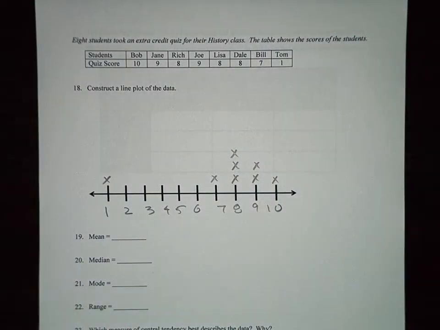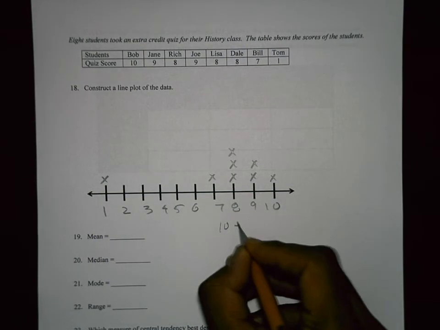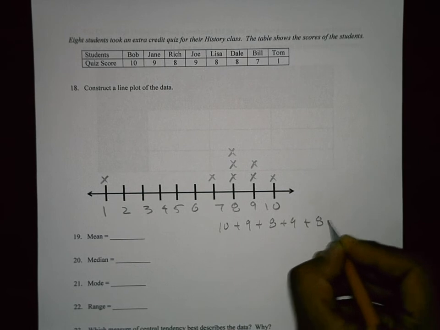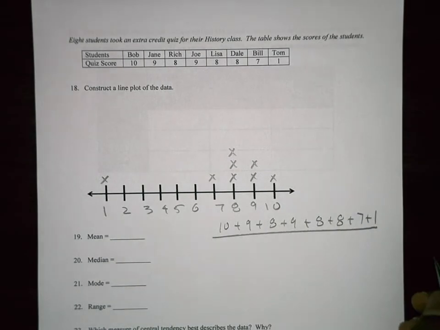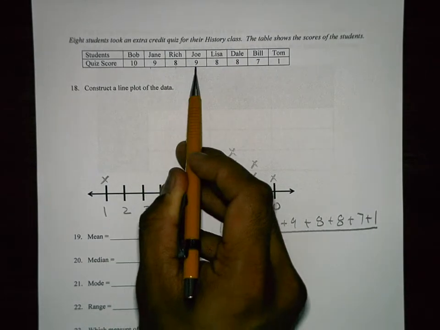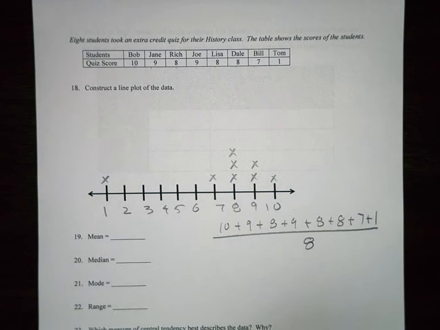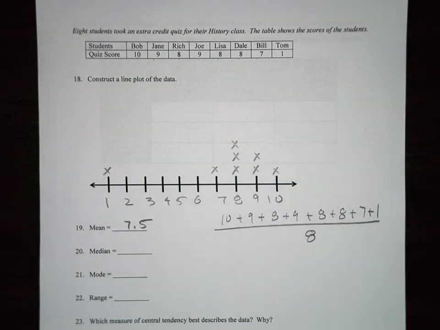Then they want me to calculate all the data. So I've got to go ahead and add all these up to find the mean, which is 10 plus 9 plus 8 plus 9 plus 8 plus 8 plus 7 plus 1. If I add all those up, and I'll divide by how many there are, 1, 2, 3, 4, 5, 6, 7, 8. And if I punch that in my calculator and work that out, I'm going to get 7.5.